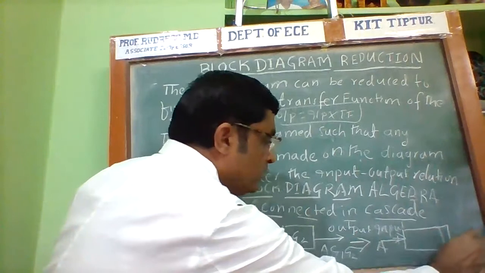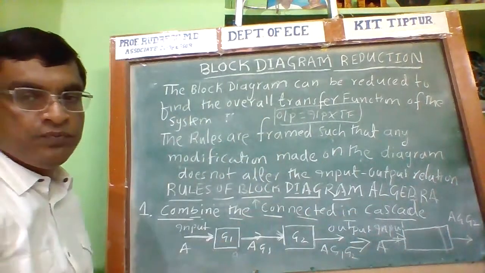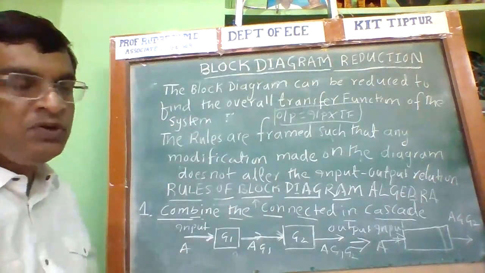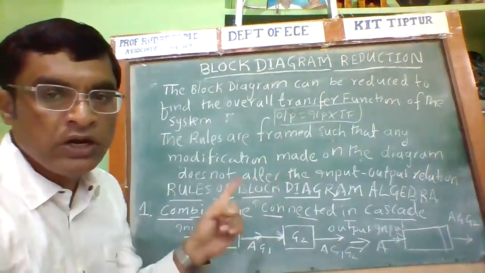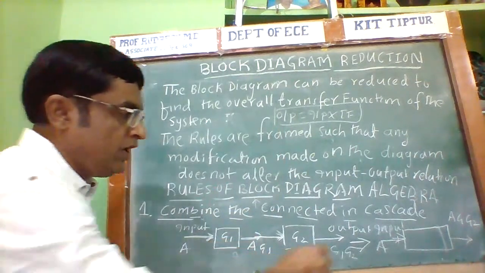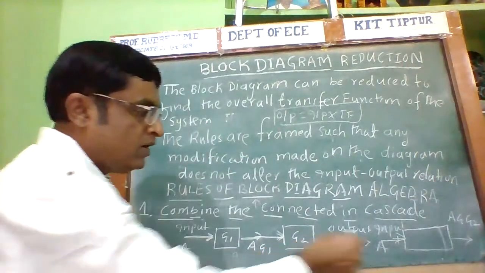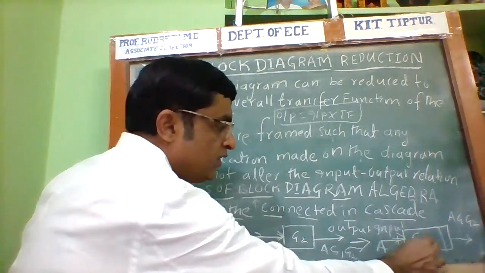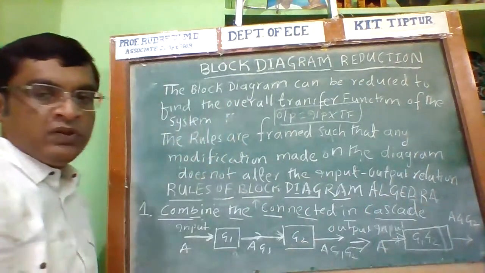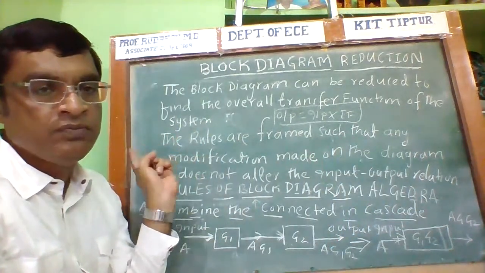Output is A into G1 into G2. Now this is the output. Any modification made on the block diagram should not alter the input-output relation. Therefore, what is the input here? Input is same, output is same. Then what should I place here? G1 into G2, in order to get A into G1 into G2. If I place G1 into G2, then you will get A into G1 into G2.